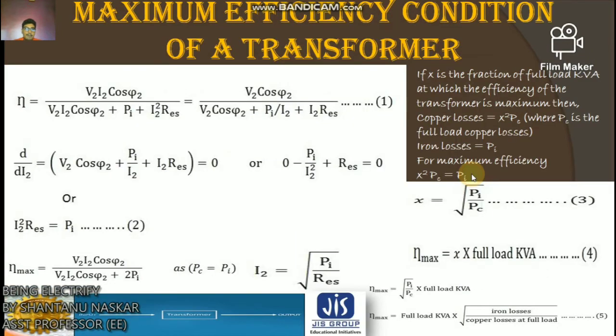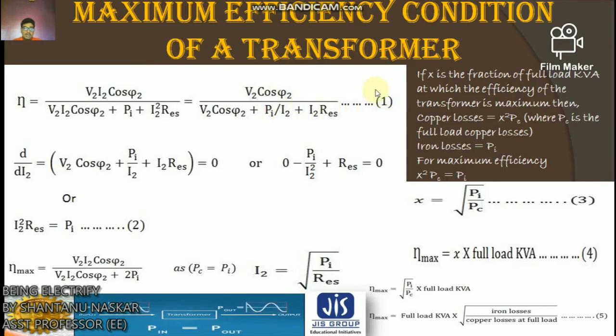Now we will discuss the maximum efficiency condition of a transformer. The efficiency of the transformer along with the load and the power factor is expressed by this equation. Efficiency equals V2 I2 cos phi 2 divided by V2 I2 cos phi 2 plus Pi plus I2 squared Res, which equals V2 cos phi 2 divided by V2 cos phi 2 plus Pi by I2 plus I2 Res, by dividing both by I2. This is equation number 1.